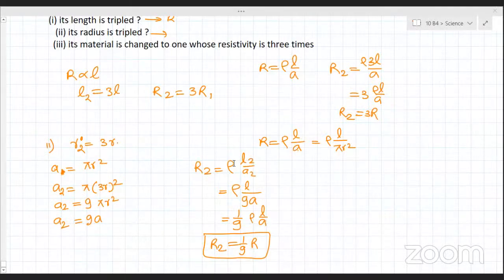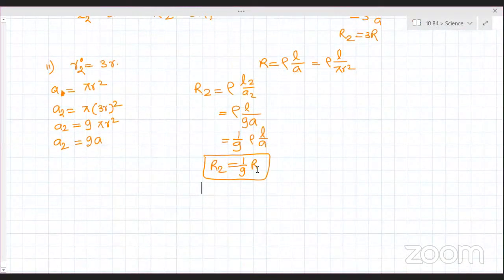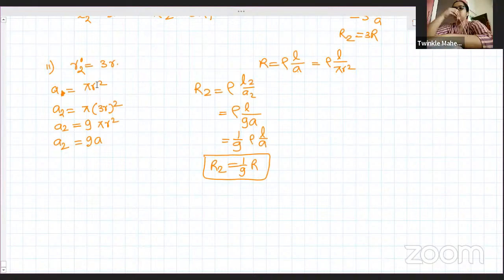Done for the radius, is it clear? How does it become 9 times? It won't become 3 times. It will become 9 times because area is pi r square. That's the reason.